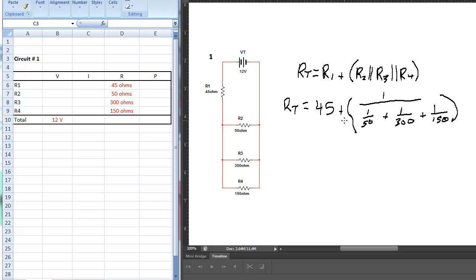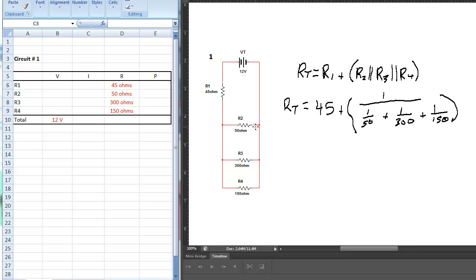Okay, so before we do that, however, before we get any deeper into the math, let's take a look at some of our characteristics. It's good to have the ability to look at this and have a general idea of what RT should be.